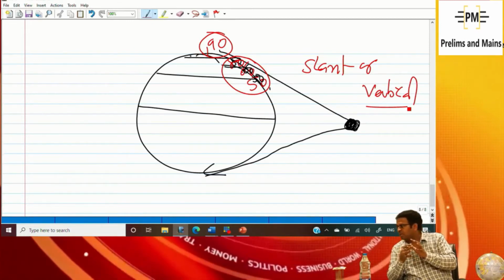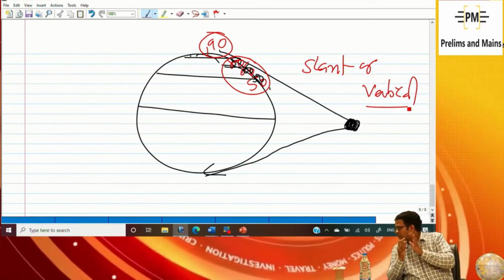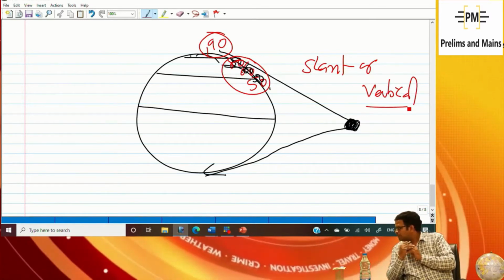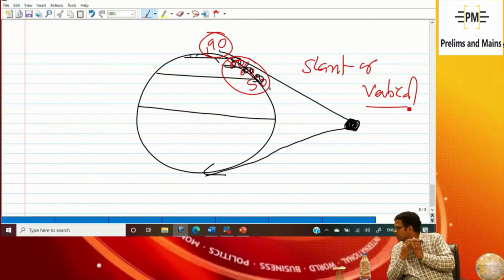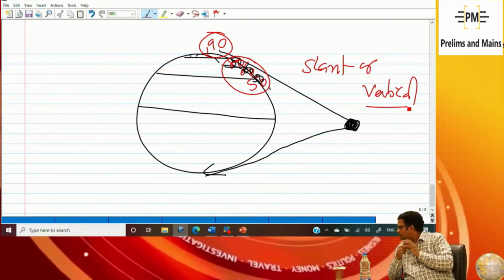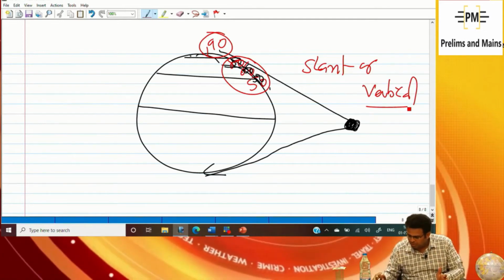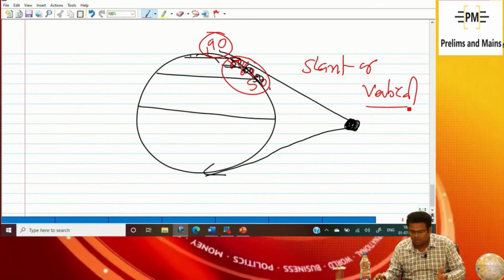Again, I have made a very clear picture. Those who have made some mistake, please make it clear. Will it be slant or vertical, everyone, beta? Because after that you can come to know more.